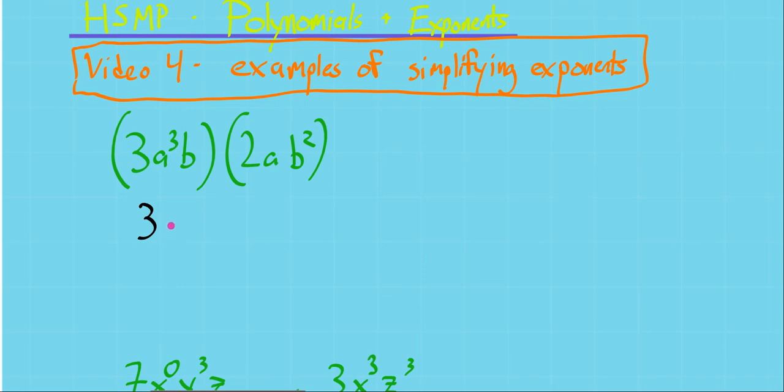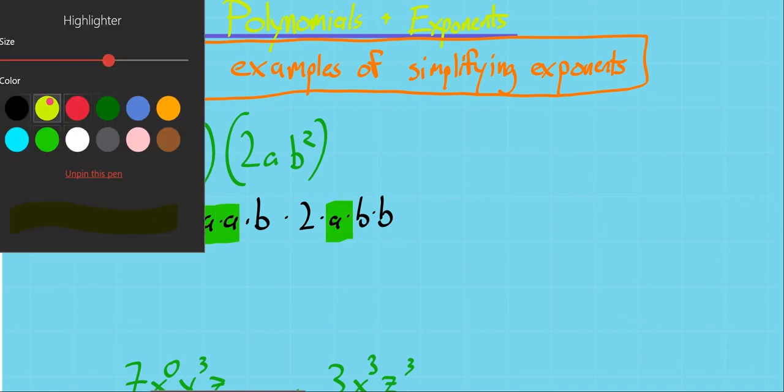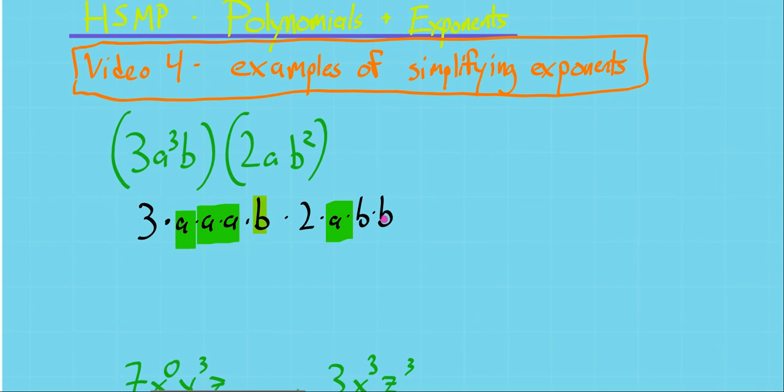So 3a cubed b is 3 times a times a times a times b. And 2ab squared is 2 times a times b times b. And then we can just count up how many a's we've got. We've got 1, 2, 3, 4. And how many b's we got? We've got 1, 2, 3. So we could say that we've got 4 a's and 3 b's. And what's left over to do is just these numbers, 3 times 2, which is 6.